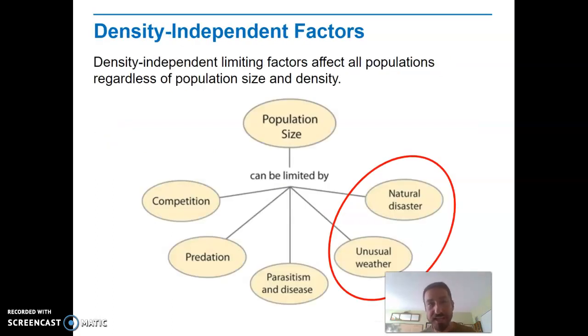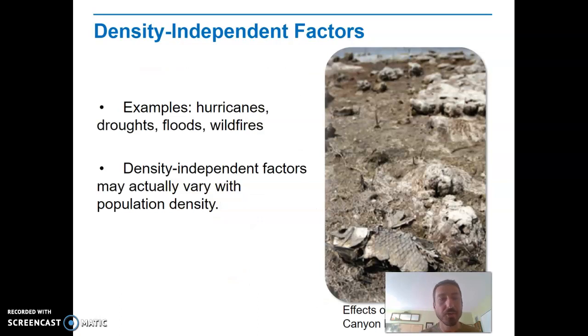Okay, moving on now to the density-independent factors. Regardless of whether it's a dense or a sparse population, these things will affect that land and make it uninhabitable, perhaps, at least for a limited time. So examples of density-independent factors include hurricanes, droughts, floods, and wildfires. They may actually vary with population density.